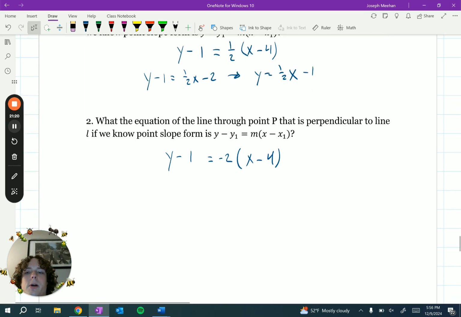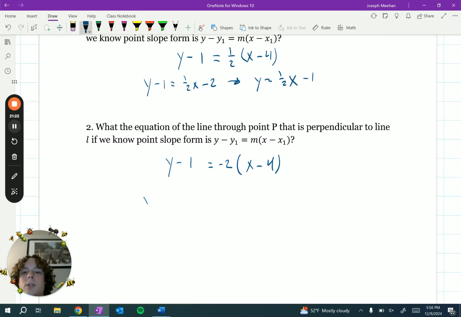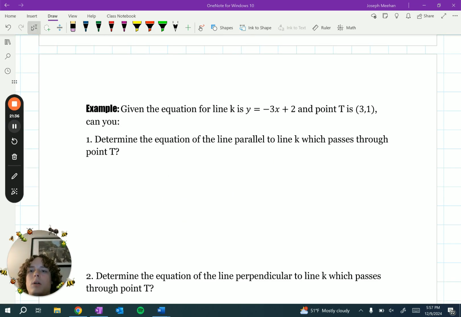So again, that'd be our final answer, unless it tells us to simplify it. If it does say simplify it, that's super easy to do. Y minus 1 equals -2x minus, actually plus 8. Y equals -2x plus 9. All right, last couple examples.